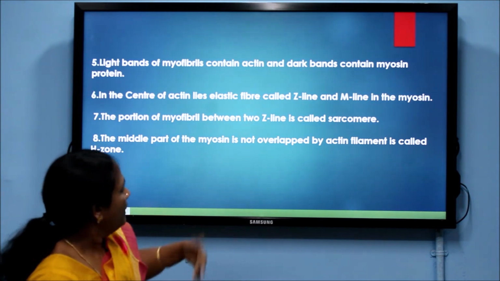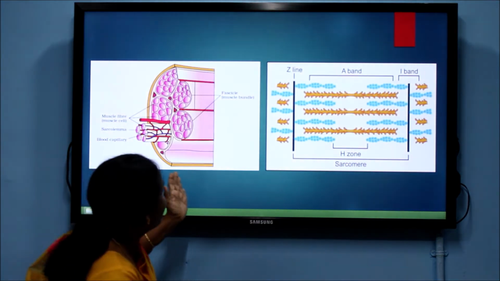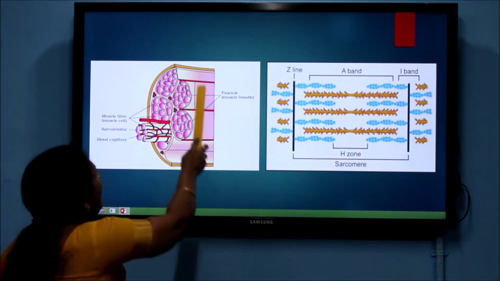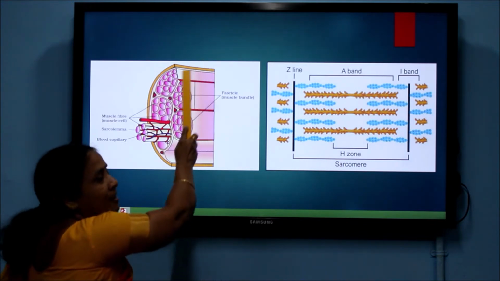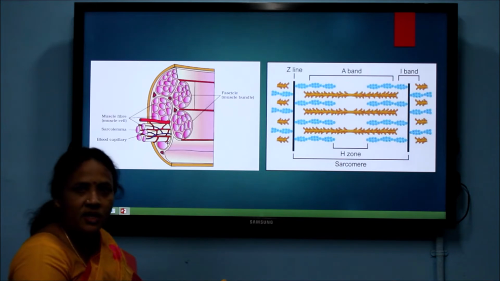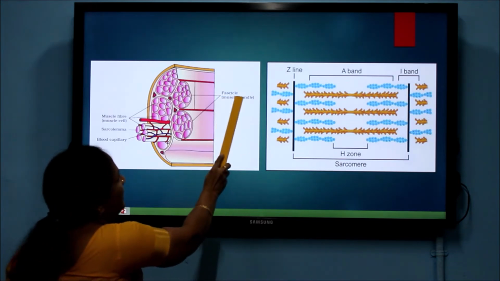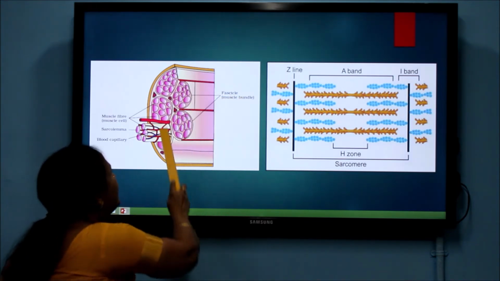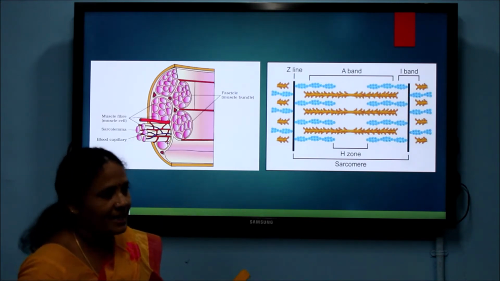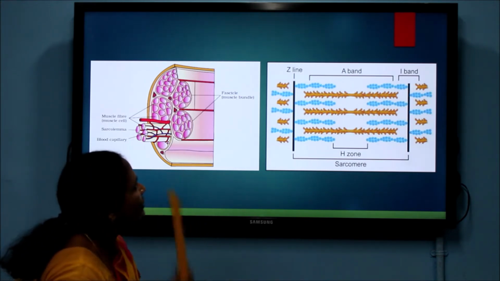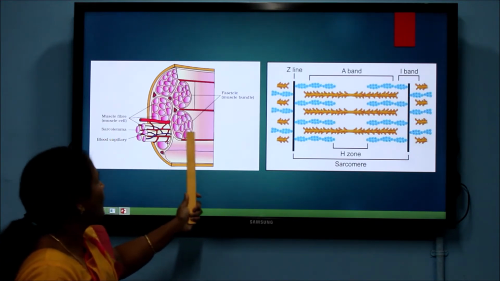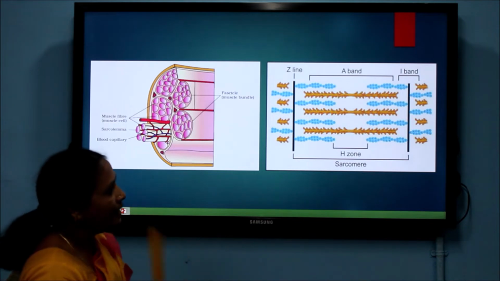Next we will see the structure. These are all the muscle fibers. They are arranged in the form of bundles, which are said to be fascicles. These fascicles are all held together by means of the fascia that we have seen. Then it has the sarcolemma, sarcoplasm, and sarcoplasmic reticulum.